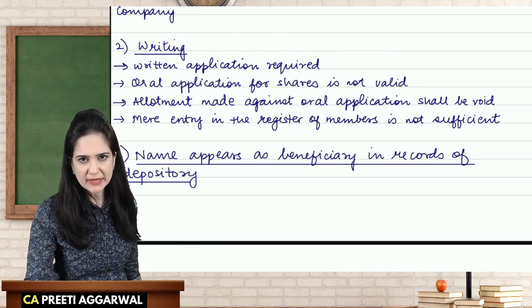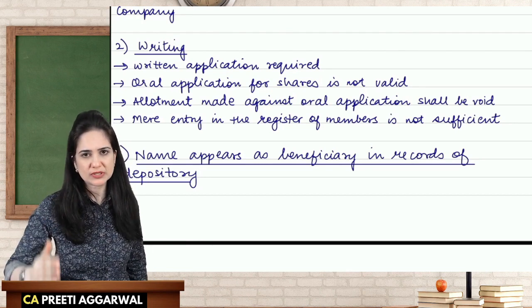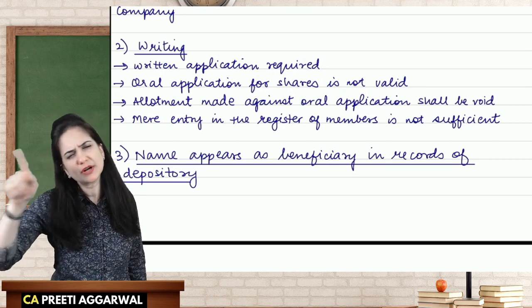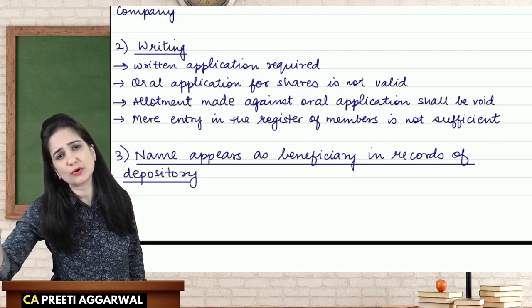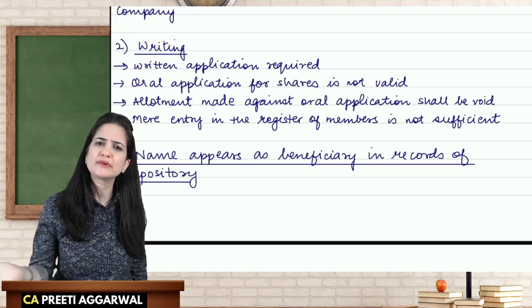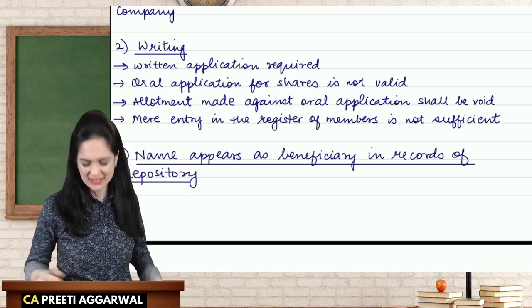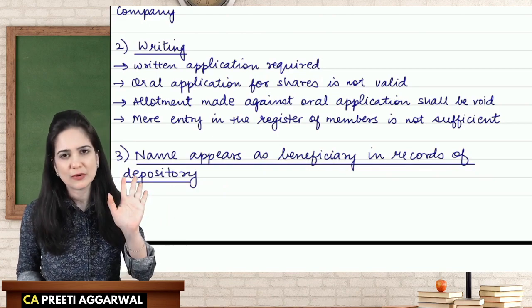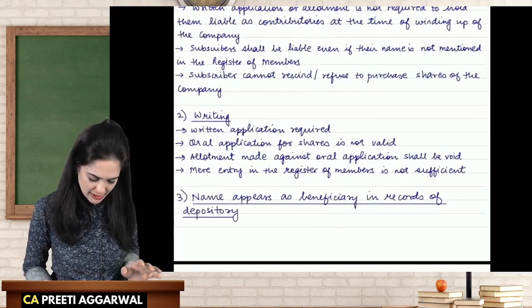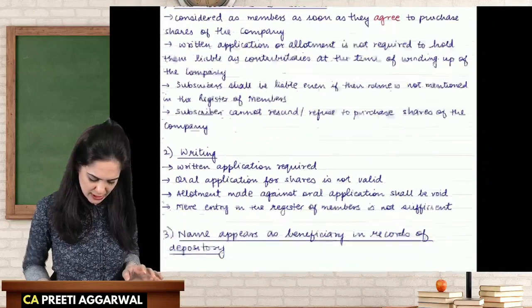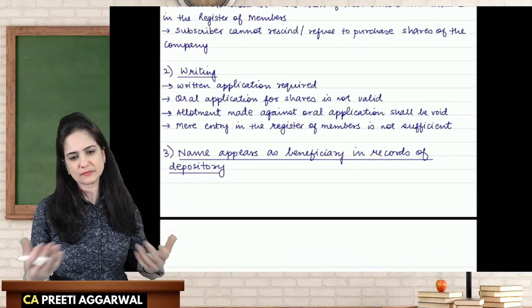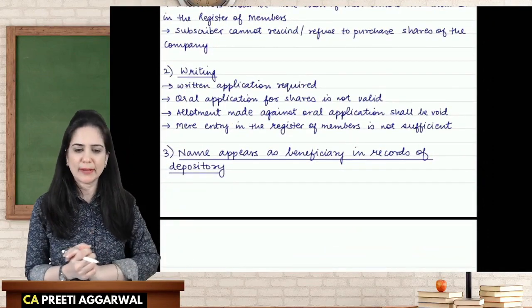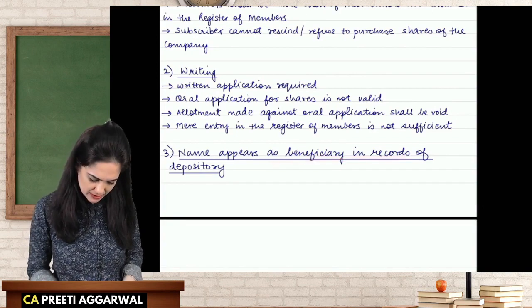So what the company does, the company also adopts the records maintained by the depository. If your name is in the records of the depository as the owner of shares, you are our member. So if your name appears as the beneficial owner in the records of the depository, you are considered as the owner, as the member. So I can become a member by subscribing to the memorandum, by an agreement in writing, by applying in writing, or I may become one if my name appears in the records of depository.